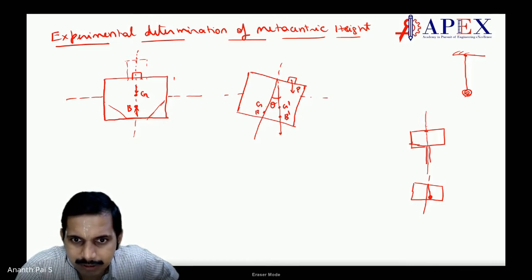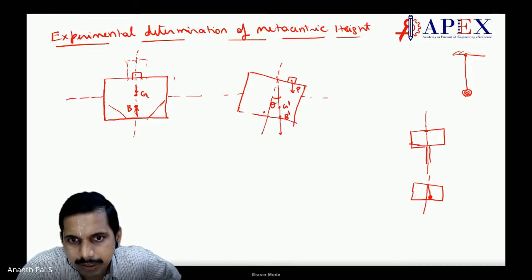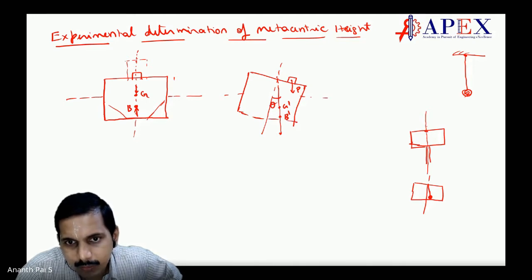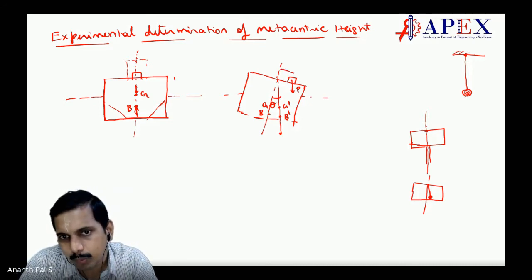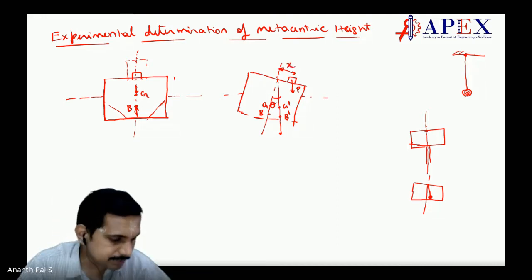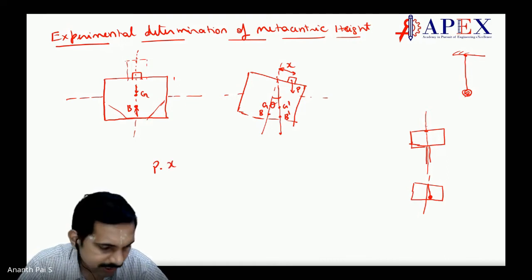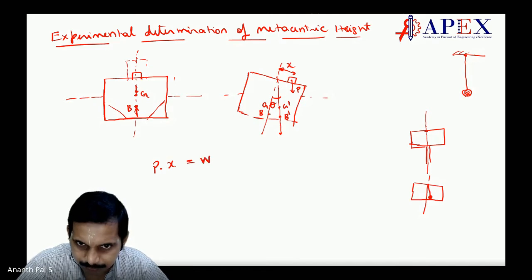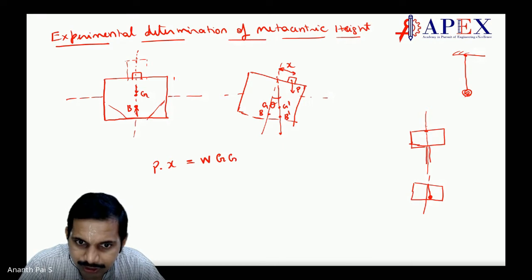I'm writing it a bit differently. The previous position has to be, say over here, G and B. Say this was the previous position. It has moved to a new position. Say I can measure by what distance I'm moving this, X. So now what is going to happen is, my P into X is actually equal to the weight W of the whole ship, into how much G has moved, G G dash. Agree?